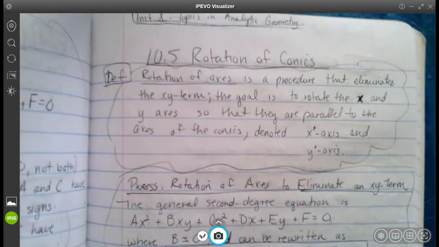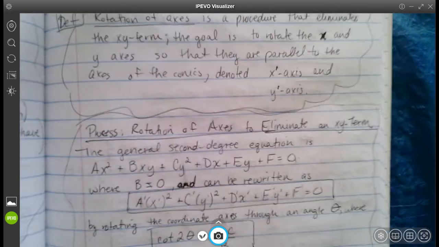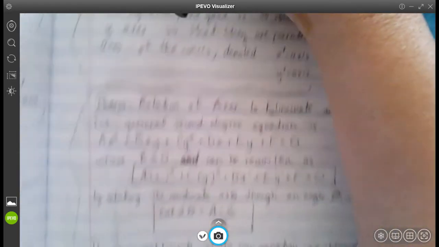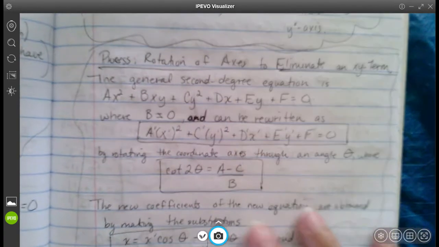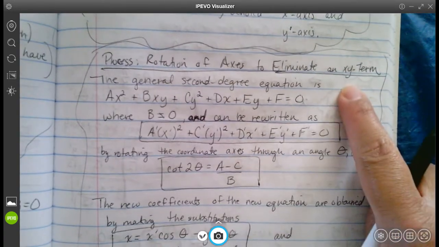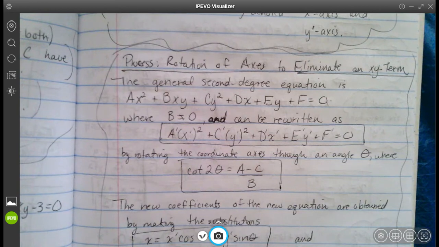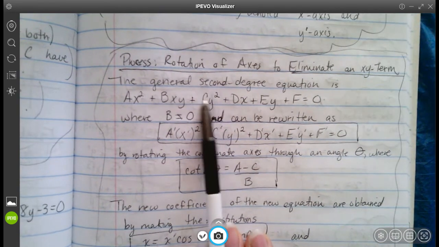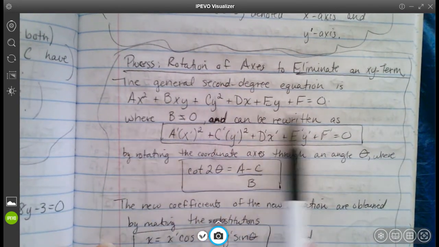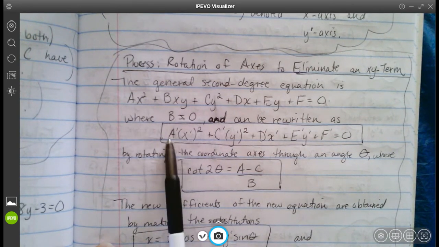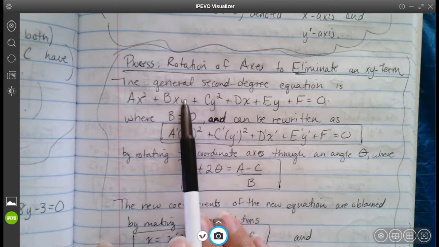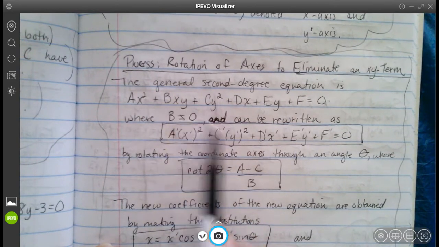Here is the process to do this, and it's kind of lengthy, so make sure you get all this down. The process to rotate the axis to eliminate that term is we start with the general second degree equation. Generally, you have something like this, and of course b is not equal to 0, and we're going to rewrite it with primes. You'll notice that from this one to this one the xy term is no longer there.